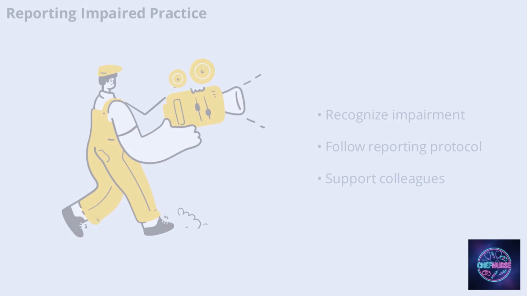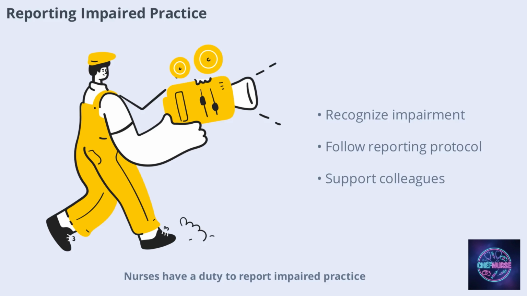Nurses have a duty to report impaired practice, such as substance abuse or incompetence, to protect patient safety. The NCLEX may present scenarios requiring you to recognize signs of impairment and follow reporting procedures. We'll discuss how to handle these situations professionally and support colleagues in need of help.